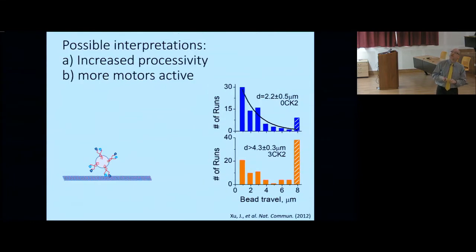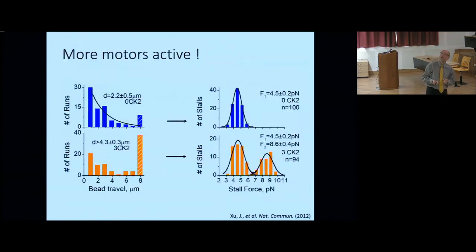Okay. So, possible interpretations, in addition to more motors being recruited to the bead, is that maybe this phosphorylation via the CK2 is increasing processivity of the motor, or maybe somehow there are more motors that are active. Because we know that if you have more motors that are active, you go further distances in general. Of course, you also have higher forces. So, how can we test that? Well, one thing we can do is we can look at forces.